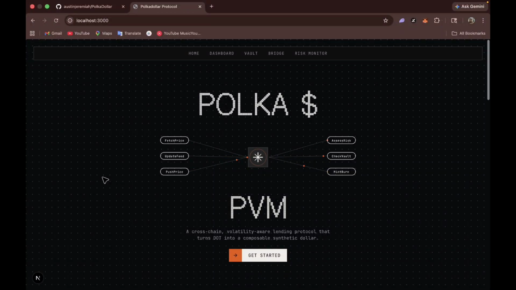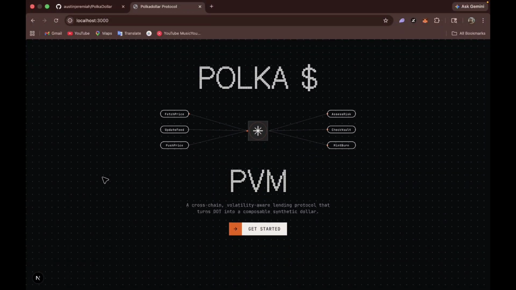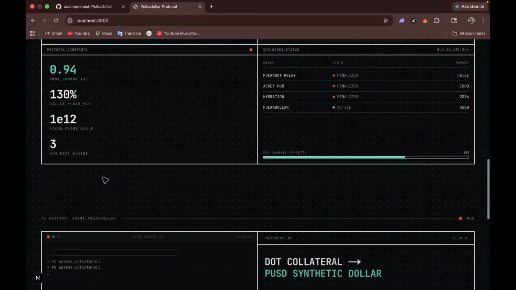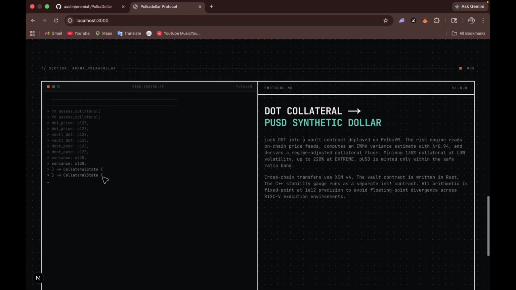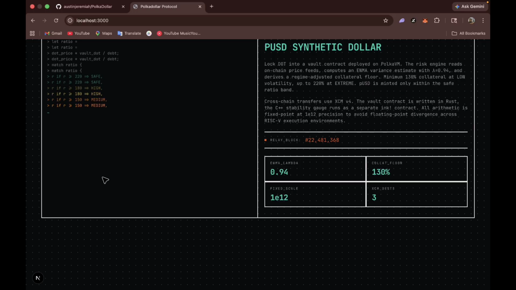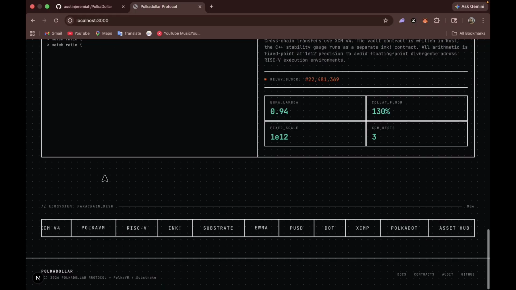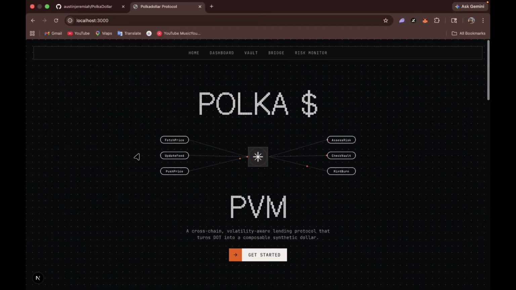Hey everyone, so this is PolkaDollar, a cross-chain volatility-aware lending protocol that turns DOT into a synthetic dollar. In simple terms, it's a collateralized debt protocol on Polkadot Hub. Users deposit DOT and borrow a dollar-pegged token called PUSD, which is an ERC-20 token. The protocol decides how much collateral you need based on market volatility.